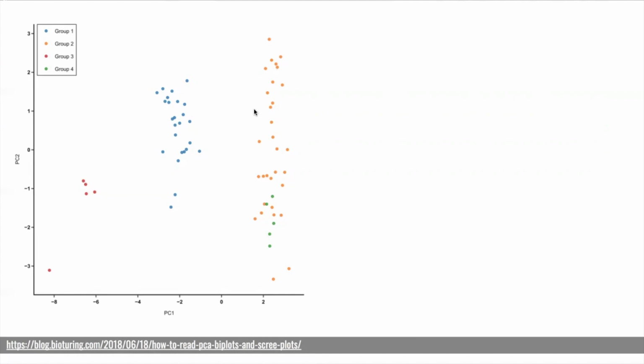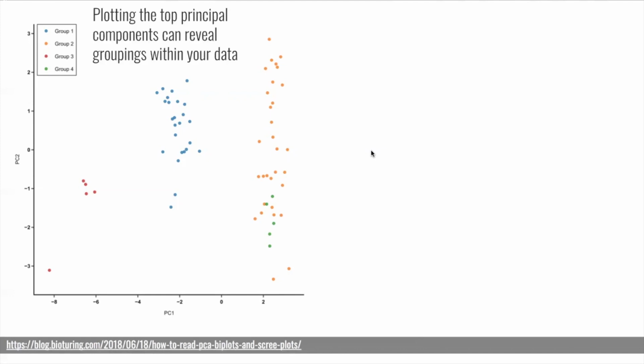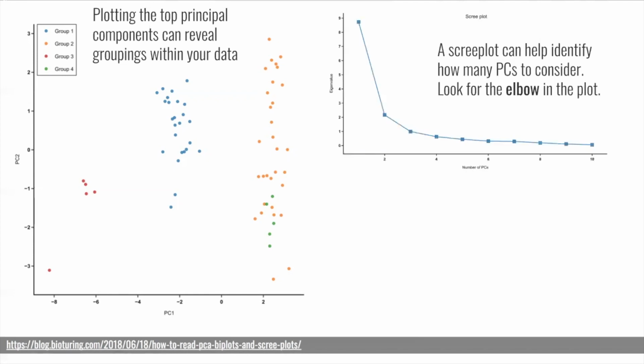And we can see that groups 2 and 4, orange and green, are most similar to one another because they group together, where group 1 is somewhere between group 3 and our groupings over here, and group 3 is the most distinct. So you can start to get the overall relationship across the underlying data. So plotting the top principal components can reveal groupings within your data. And a scree plot can help identify how many PCs to consider.